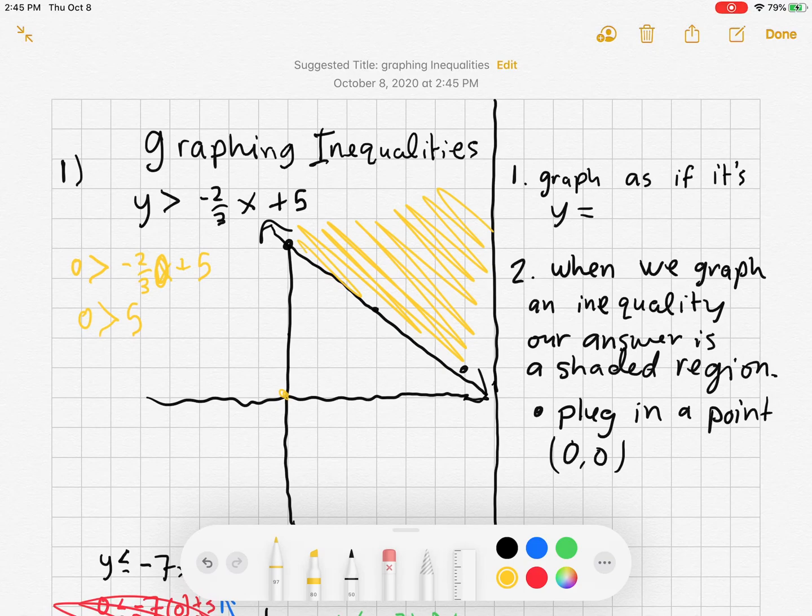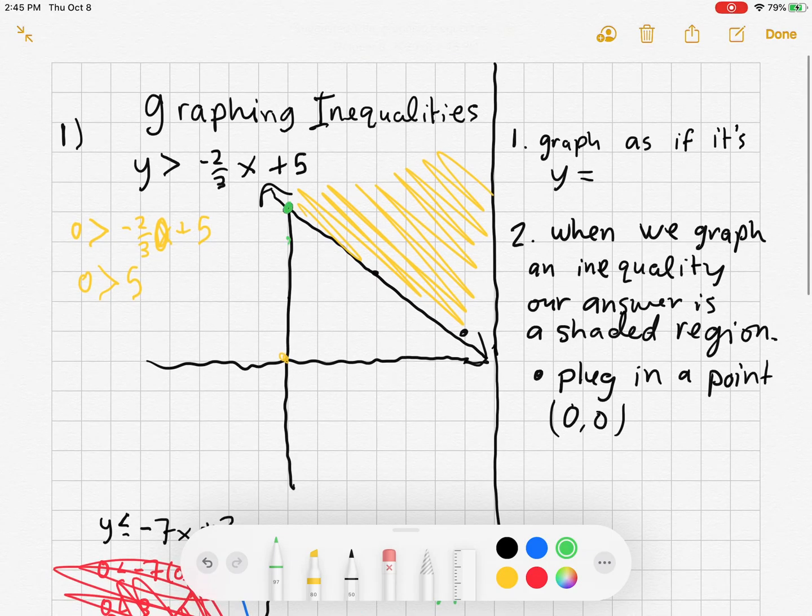So I've got one more thing to say about this. Notice what happens if we plug in a point that's on the line. In this case, 0, 5. Well, let's just try it and see what happens. 5 is bigger than negative 2/3 times 0 plus 5. Well, negative 2/3 times 0 is 0. So we have 5 is bigger than 5. That's not true. That's not a real thing.